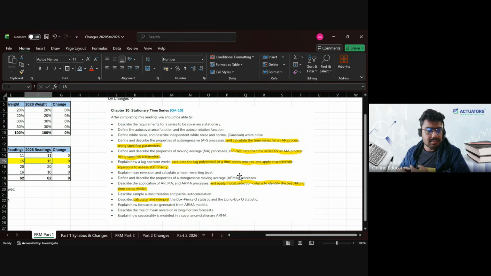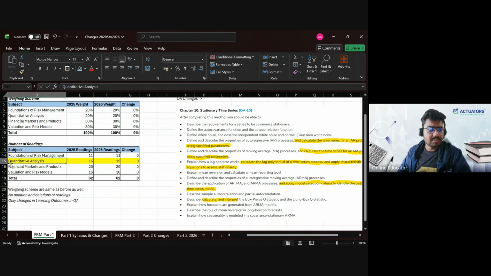FMP, financial markets and products, remains the same. Foundations of risk management remains the same. Valuation and risk models remains the same. Nothing has changed compared to 2025. So these are the only changes that have happened in FRM Part 1.